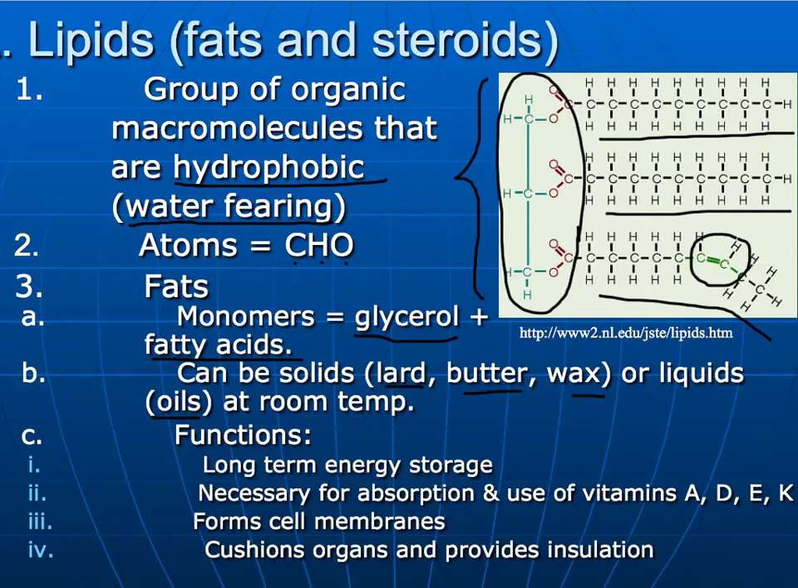Fats are important for long-term energy storage, so we use them to store energy in the long run. They're necessary for absorption of certain vitamins like A, D, E, and K. These are called fat-soluble vitamins, so they require fat to be dissolved. They form the membranes that surround cells, and then also they provide a cushion for organs in our body, so they have a lot of important functions.